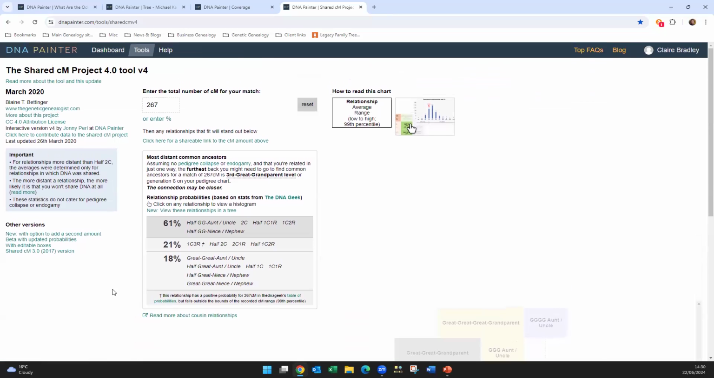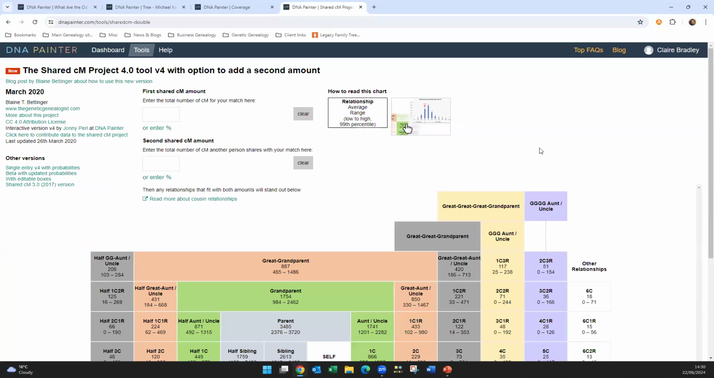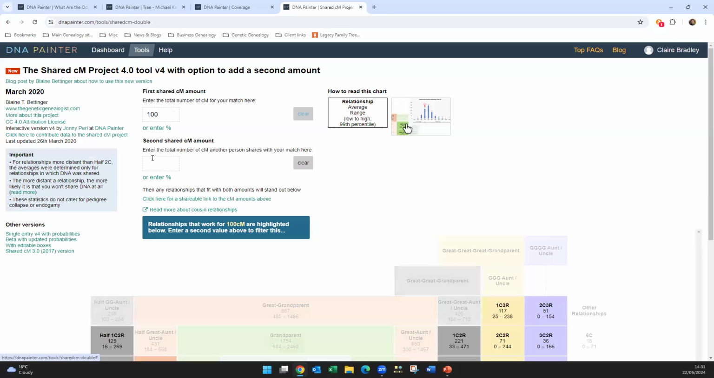Now, you can also use this tool with a second amount. Now, when you're using it with a second amount, I advise strongly that you read the blog posts that are related to this to understand precisely how to do it. But basically, you need to use people who are the same generation. So, for example, if you and your brother had both tested and you had a mystery match, but you both had quite different numbers. So not 87 and 89 centimorgans, but one of you's got 25 and the other one's got 100, for example. You can put in those two things, and it will further refine the options for you.